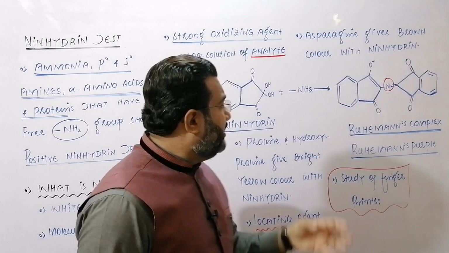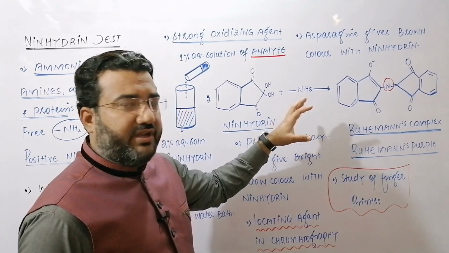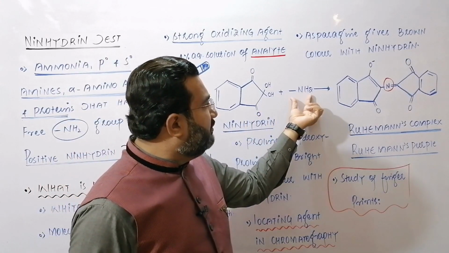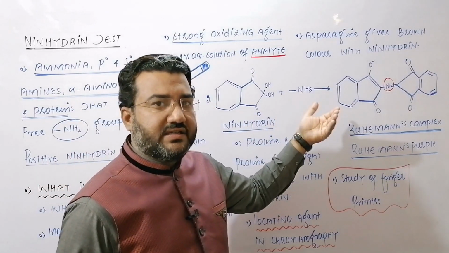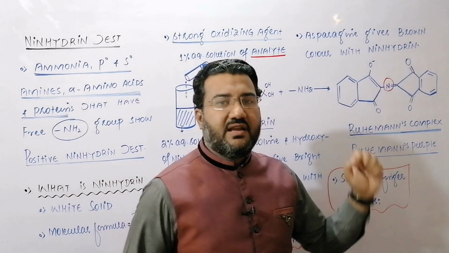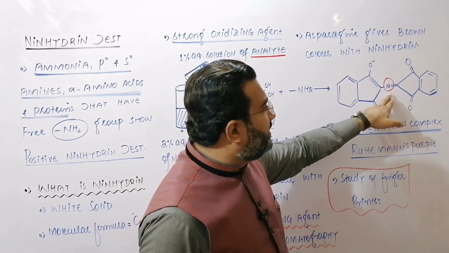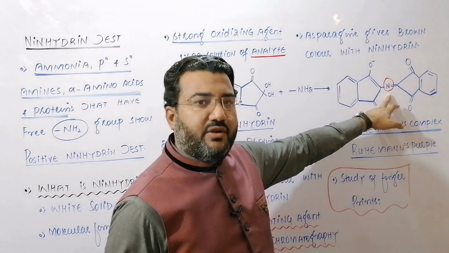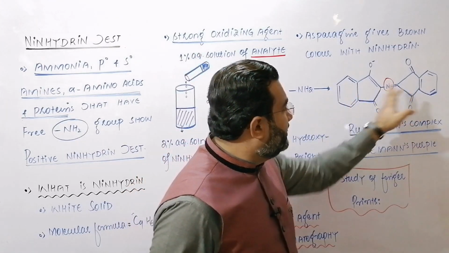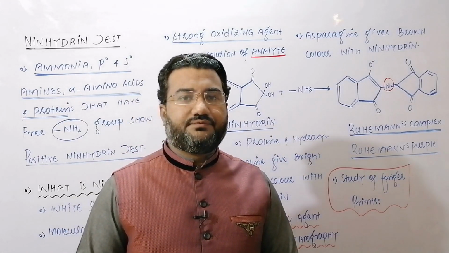But in this particular reaction, I have only mentioned the net equation in which the two ninhydrin molecules are reacting together and they are removing the amino group from the analyte or the amino acid, and they are forming this Ruhemann's complex. My dear students, in this complete Ruhemann's complex, only this nitrogen is taken from the amino acid or from the analyte. The remaining portions are of the two ninhydrin molecules.